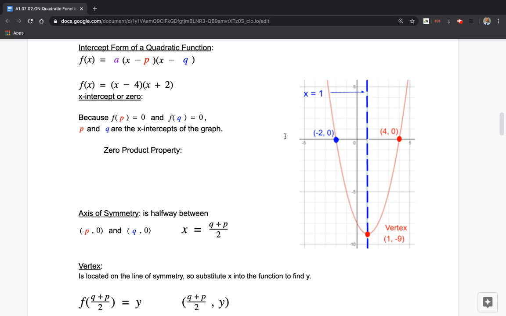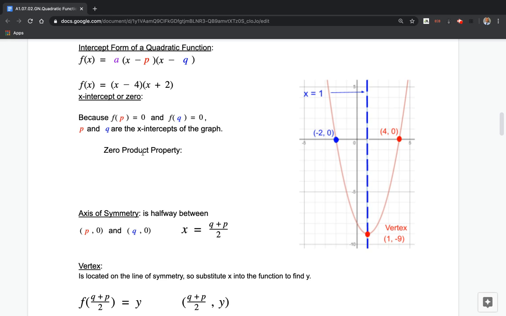So here we have p, here we have q, and those are the zeros of the graph, the zero product property. So basically that says, what makes this 0? In this case, we have x minus 4. How does this part become 0? This part becomes 0 by putting a positive 4 in there. So that drops out. And this part becomes 0 by putting a negative 2 in there. So that's why those are 0.